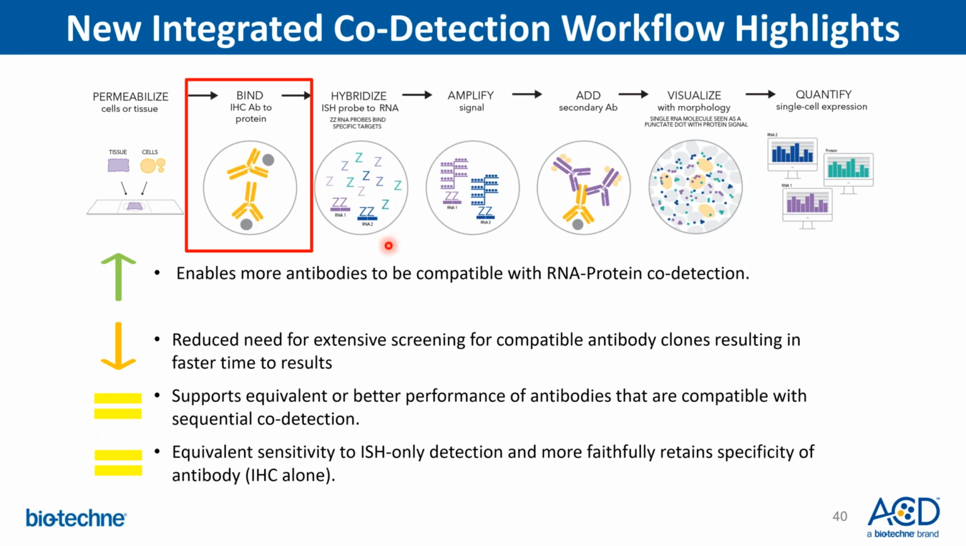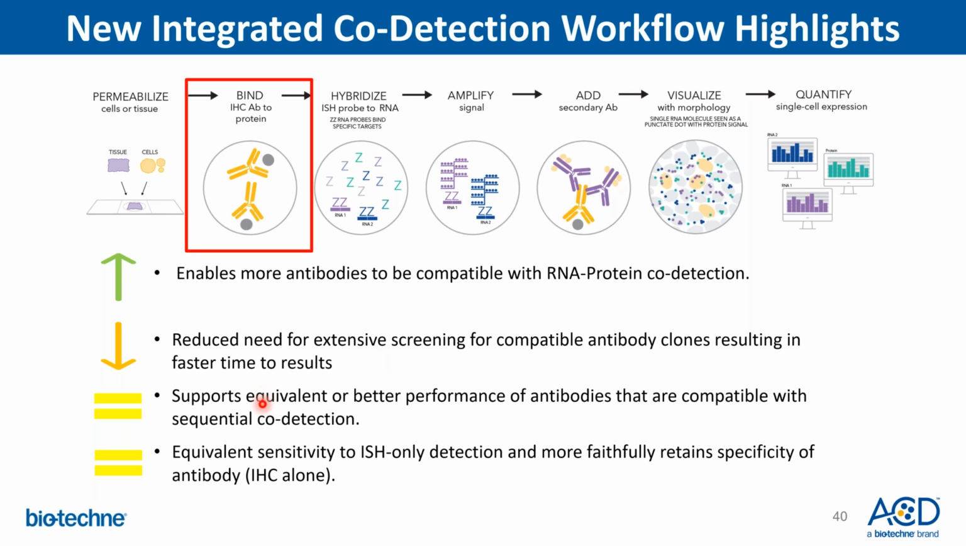So the biggest advantage, as I said, is that you have your primary antibody bound to the protein target before you add the protease, which may be otherwise detrimental. Therefore, this workflow enables use of more antibodies with the RNA-protein co-detection. It also reduces the need for extensive screening for compatible antibody clones. So therefore, you would have faster time to results.